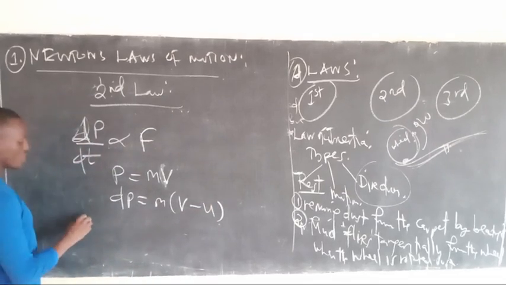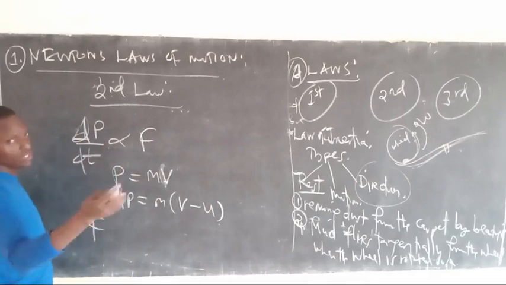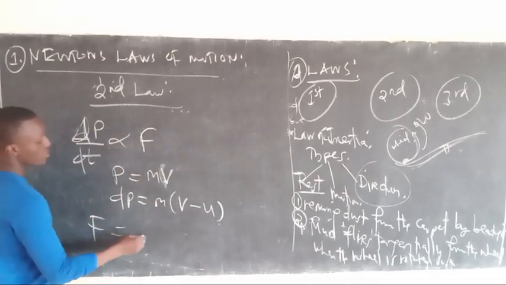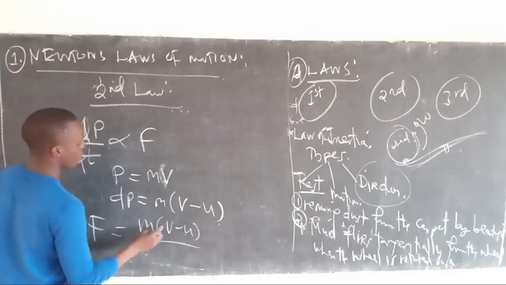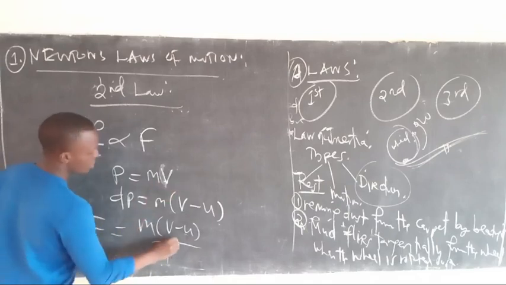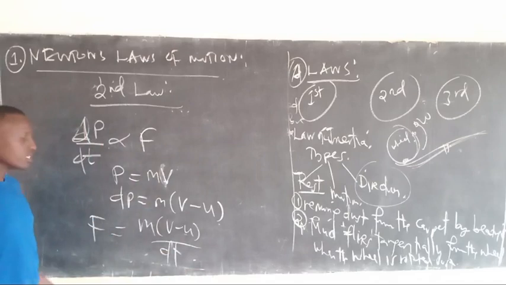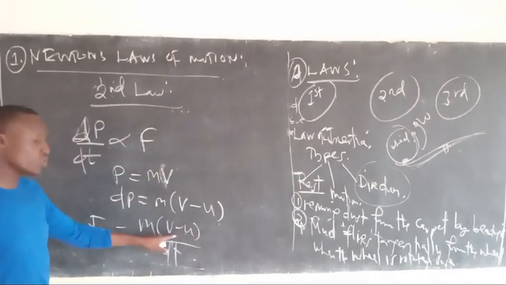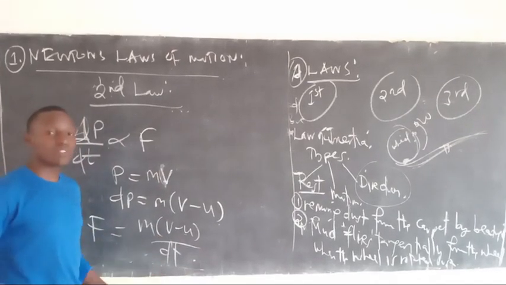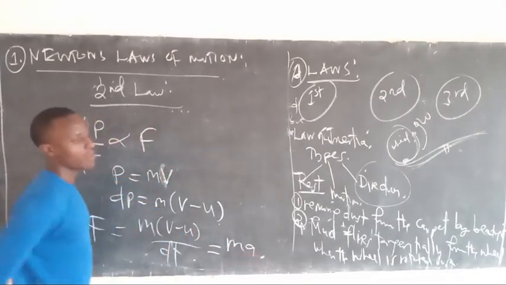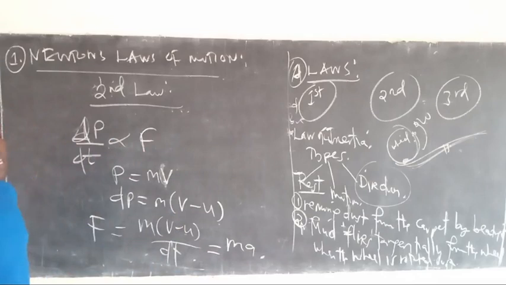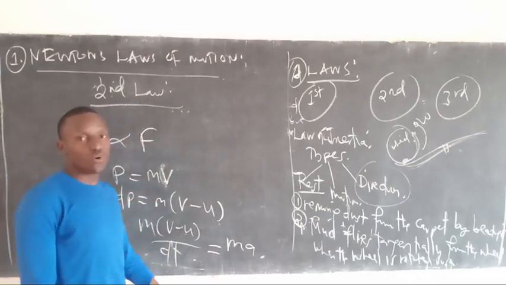So the force, removing the proportionality constant, which is equal to 1, is just equal to m(v minus u) over the change in time. But the change in velocity per time is what we call acceleration. So the force is just equal to ma. That's the second Newton's law of motion.